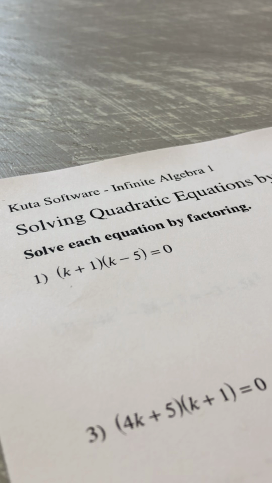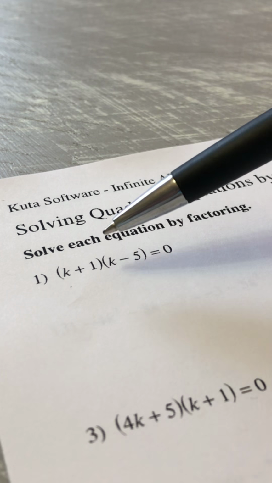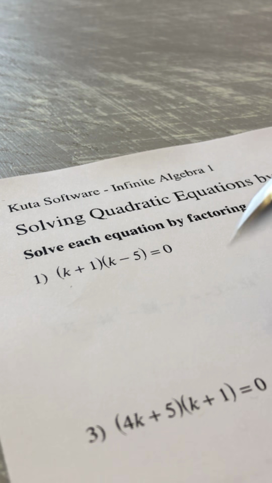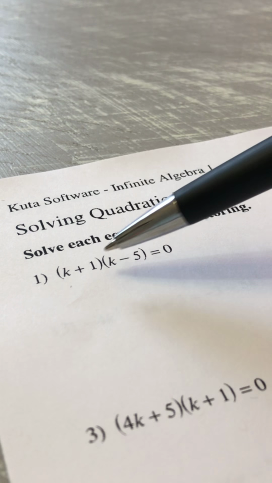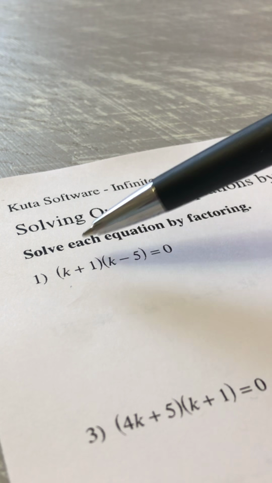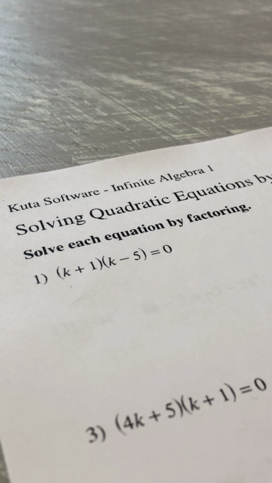What that means is once you get your binomials after you factor, you're going to set each binomial equal to 0. So looking at this worksheet, the worksheet starts off where it's already factored. 1, 2, 3, and 4 are all already factored. You do not have to factor those, okay? So all it's wanting you to recognize is how you set each binomial equal to 0 and solve for the variable.